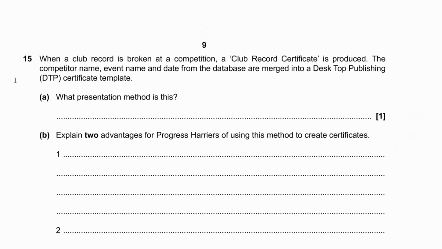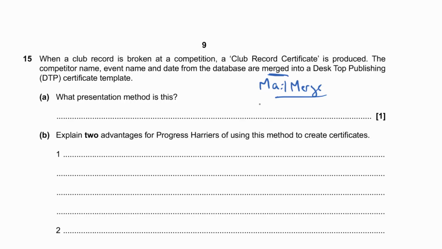Okay, moving on to question 15. When a club record is broken at a competition, a club record certificate is produced. The competitor name, event name, and date from a database are merged into a desktop publishing certificate template. So this merge is telling us this is mail merge being used, which again, hopefully you tried yourself. Mail merge will be involved in your assignment more than likely. So what presentation method is this?